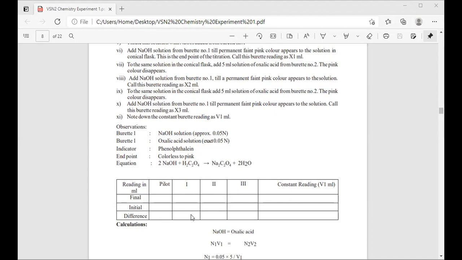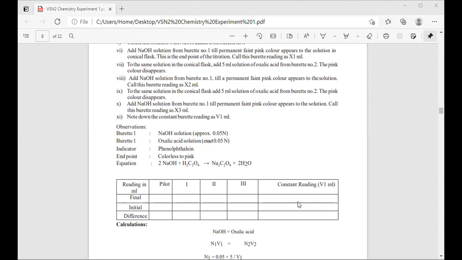Now initially, when you do not add any NaOH, the initial reading here is 0, write it down. Here also it is 0, here also it is 0. Have you got it? Now next is final minus initial. So 5.6 minus 0 will be 5.6. 5.6 minus 0 will be 5.6. 5.8 minus 0 will be 5.8. Have I made it clear? Yes, ma'am.